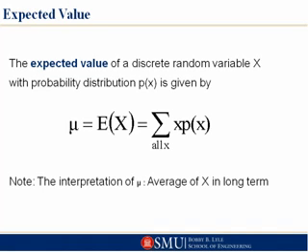And what is the interpretation of mu? It's an average of the random variable in the long term.